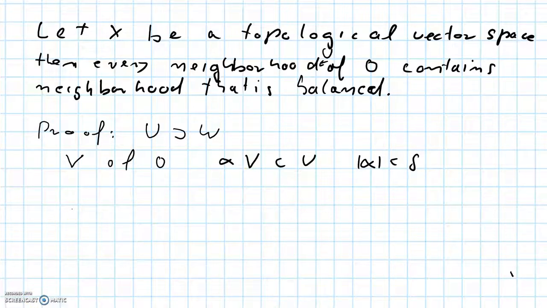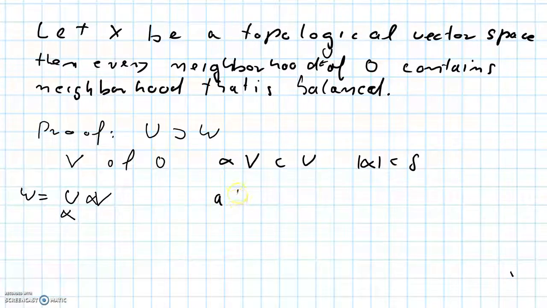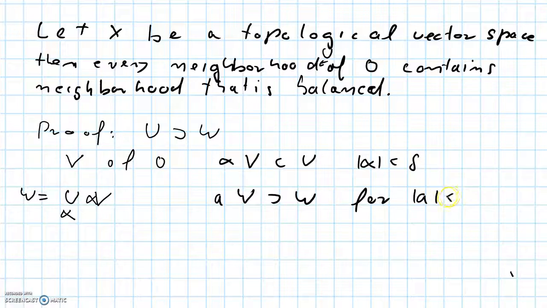Now we take the union over all sets alpha V, and we call this union W. And this is our balanced set. So let's check that it is indeed balanced. Remember to say that W is balanced means that A times W has to lie in W for every scalar A which has absolute value less than or equal to 1.